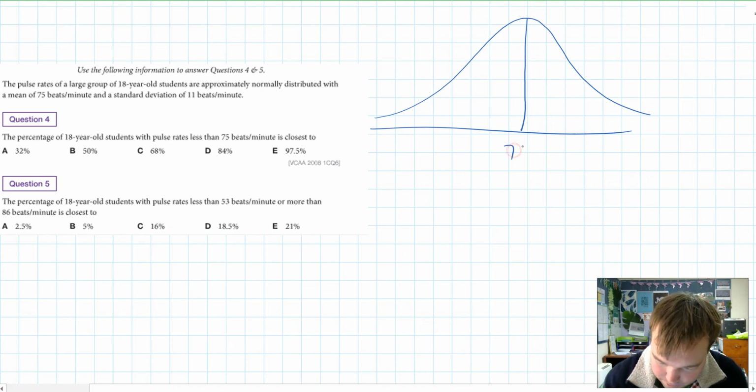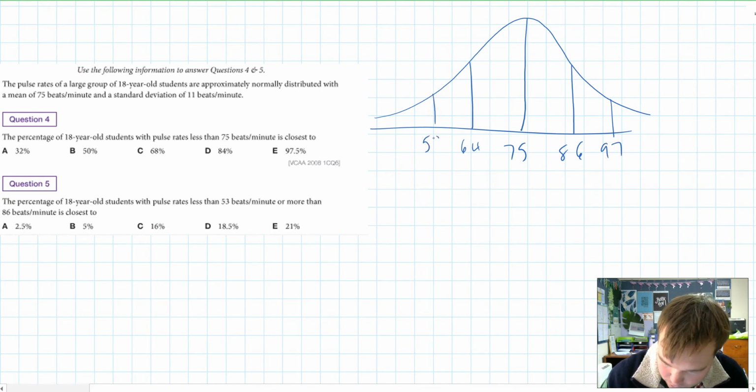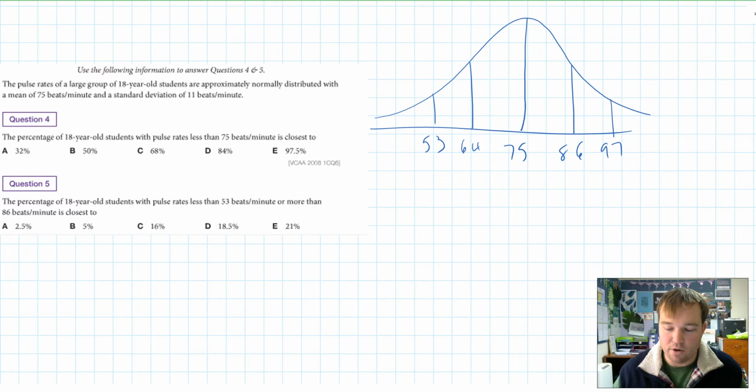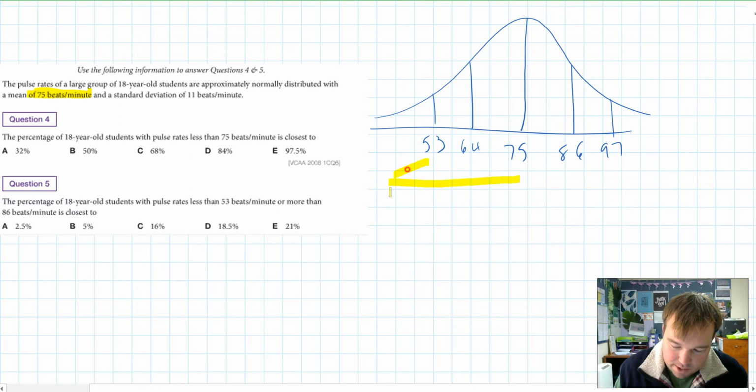Write in a mean of 75, and then look at where the normal distributions lie. So this is going to be plus 11, 86, take 11, 64. And then another one, 97, take another one, 53. Now we've got an idea of where everyone's falling. The percentage of 18-year-old students with pulse rates of less than 75 beats per minute is closest to. Well, 75 was the mean, so less than 75 looks like that, which is half the data set, 50%.